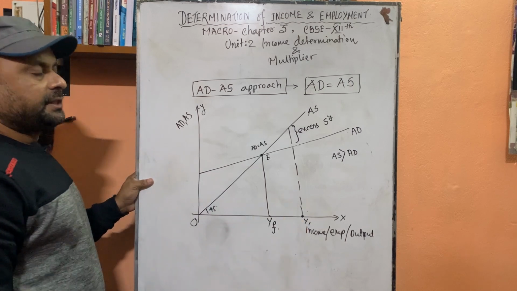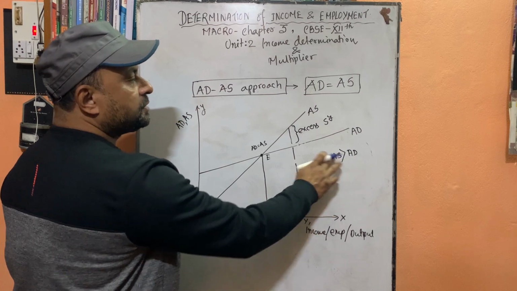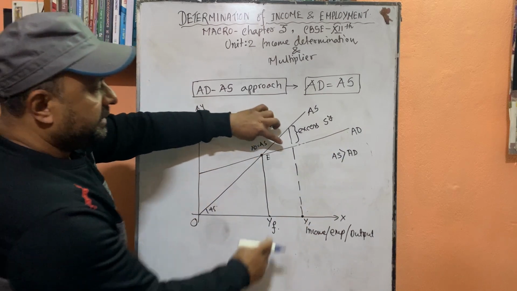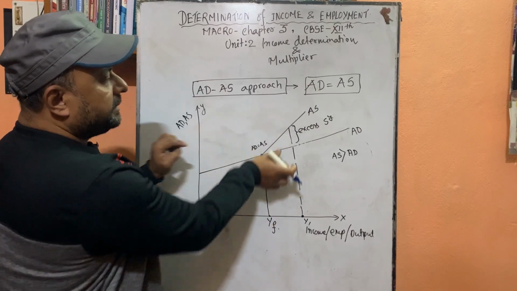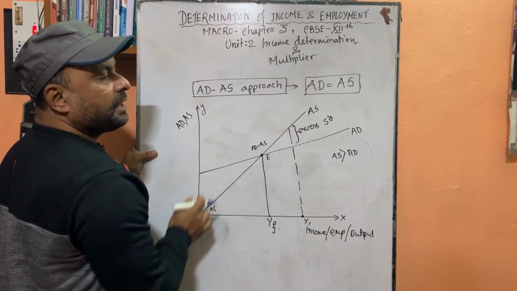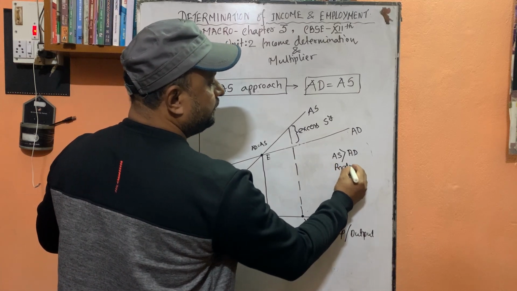Now if this happens, then what happens? Aggregate supply is more, demand is less. It means producers cannot sell all their products. Demand is only this much, so they can sell only this much, and this much of the product they cannot sell in the market. So what will they do? Their stock will increase, so they will reduce their production.